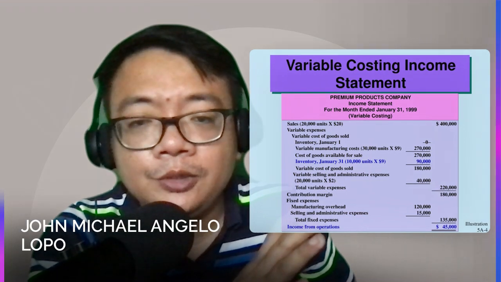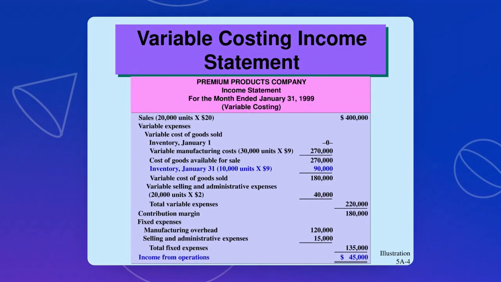Alright. How about in terms of the variable costing? Your sales is 20,000 times 20, 400,000, and the variable manufacturing cost is 30,000 units. Please take note, it is 9 pesos already. Now, hindi na 13. Okay? So, you have 270.